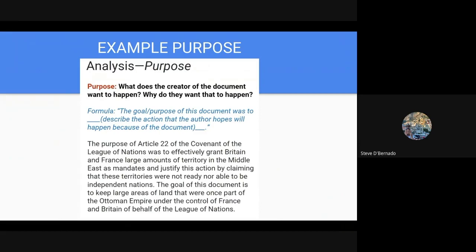Once again, social Darwinism, the civilizing mission, justifications of continued imperialistic activity. The goal of this document is to keep large areas of land that were once part of the Ottoman Empire under control of France and Britain on behalf of the League of Nations. Okay, so we can see the underlying justifications for continued imperialism and the goal of this document of the League of Nations, which created this mandate in Article 22. You can see the goal here: continued imperialistic influence and activity.